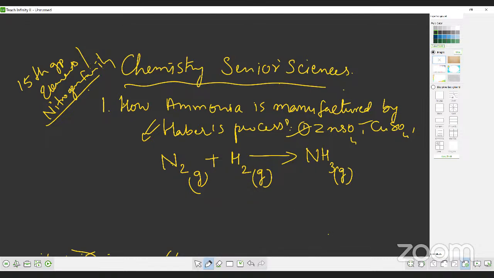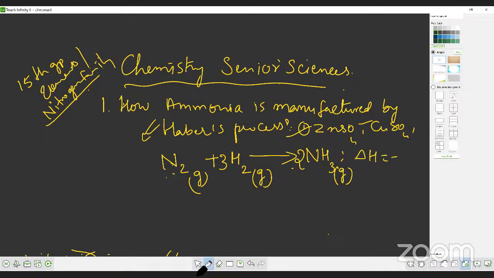So here, balance this reaction. N2 gas is reacting with H2 gas to get ammonia. N2 means 2 nitrogen atoms are there, so 2 nitrogen atoms here. Then how many hydrogens are there? 2 into 3, 6. So 2 NH3 on the right. Like this. Now, this is an exothermic reaction, meaning energy is given out.